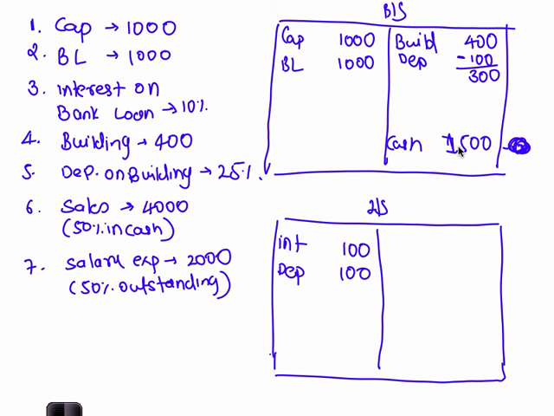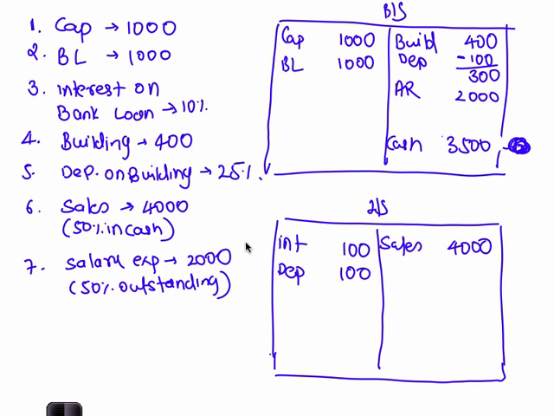Okay. Next step. Sales 4000 but only 50% in cash. How much should I write on sales? 4000. But cash we will increase by how much? Only 2000. So 1500 will become 3500. But how about the remaining 2000? We will show that as accounts receivable 2000. How many of you got this one right?